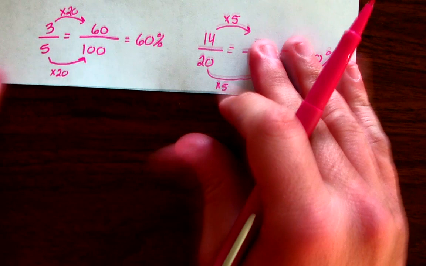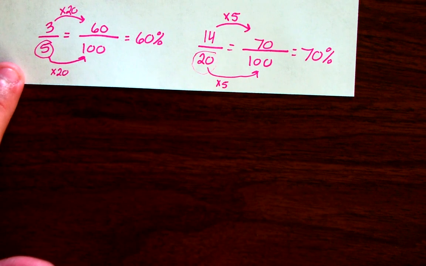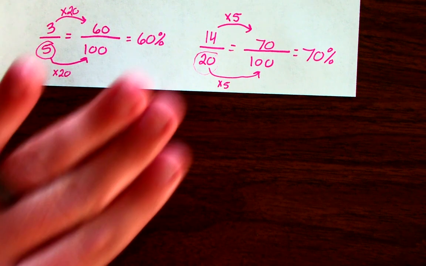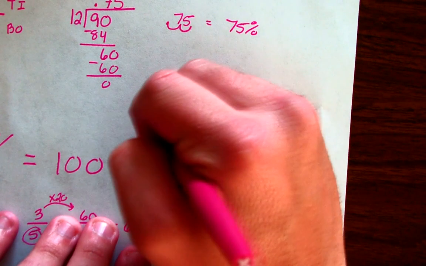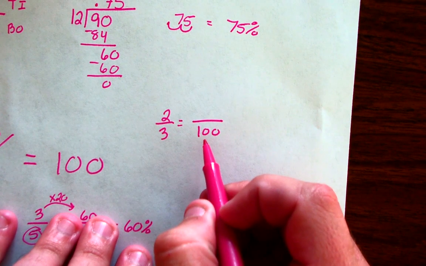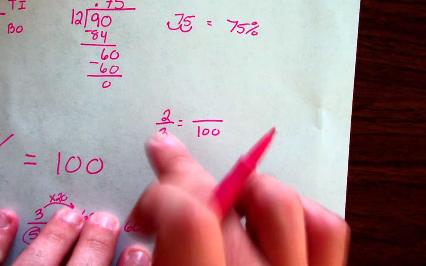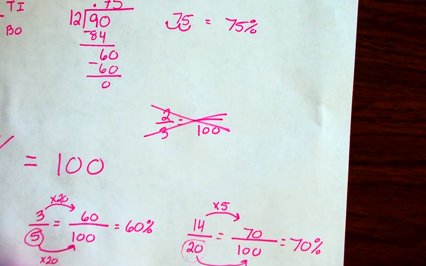Again, this way only works if the denominator, like the ones I'm circling here, is a factor of 100. So what are some factors of 100? Well, 5, 10, 20, 25, 50, 100. Those would all work. Would this one work right here? Is 3 a factor of 100? No, it is not. So this method would not work. This is where you would do the top in, bottom out.